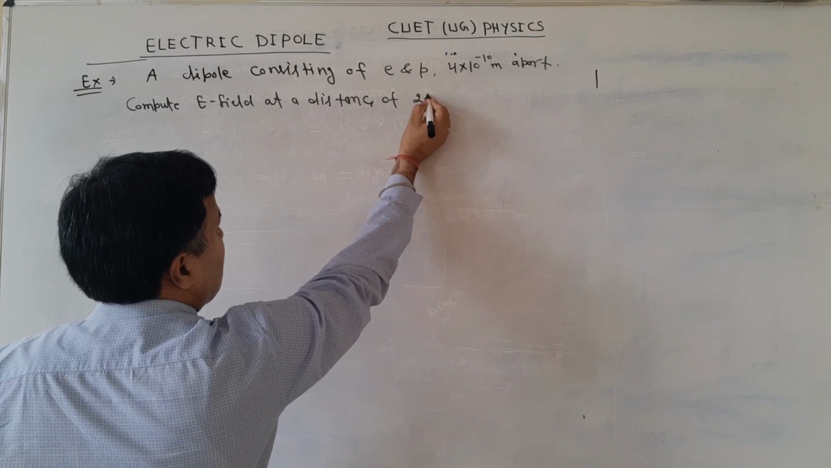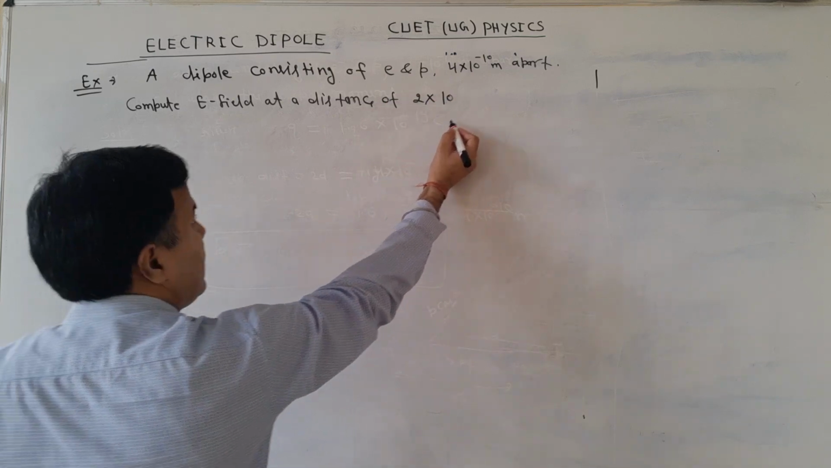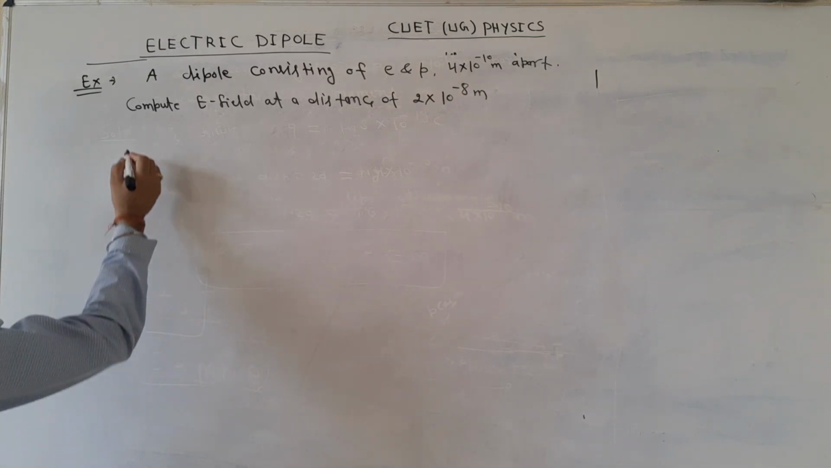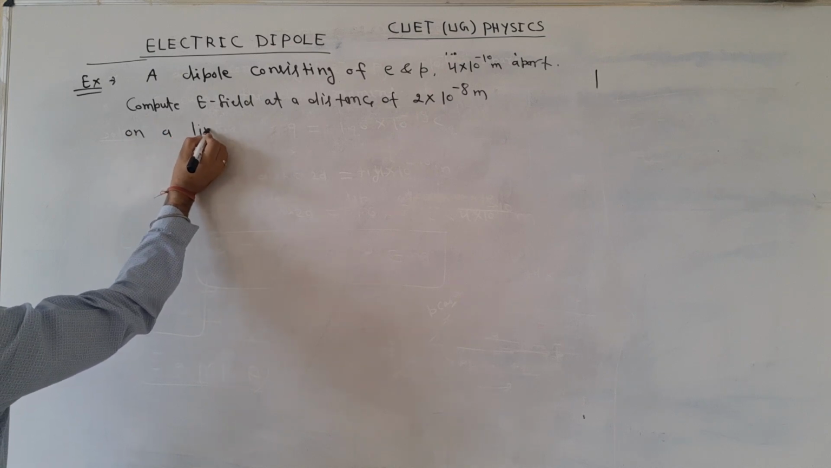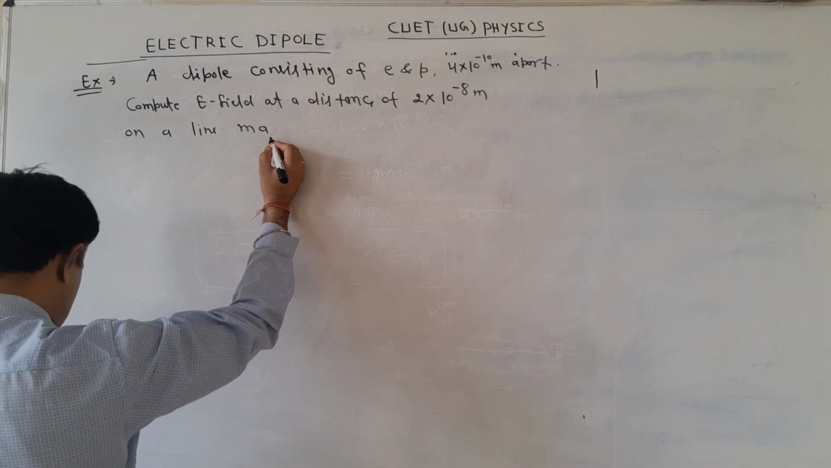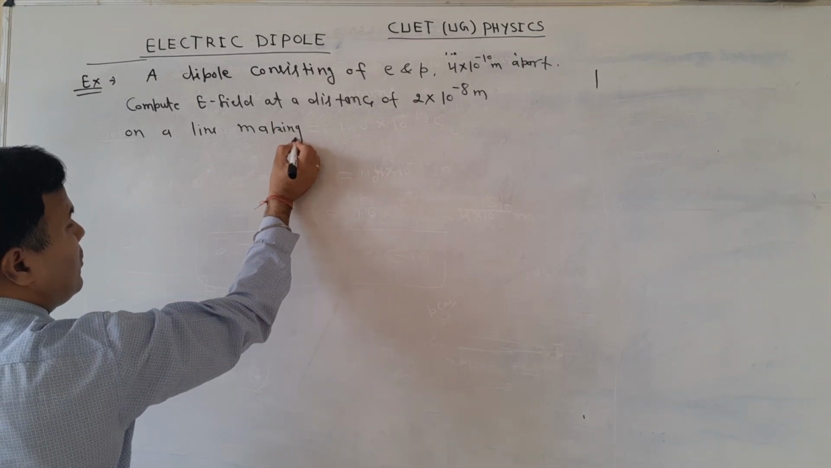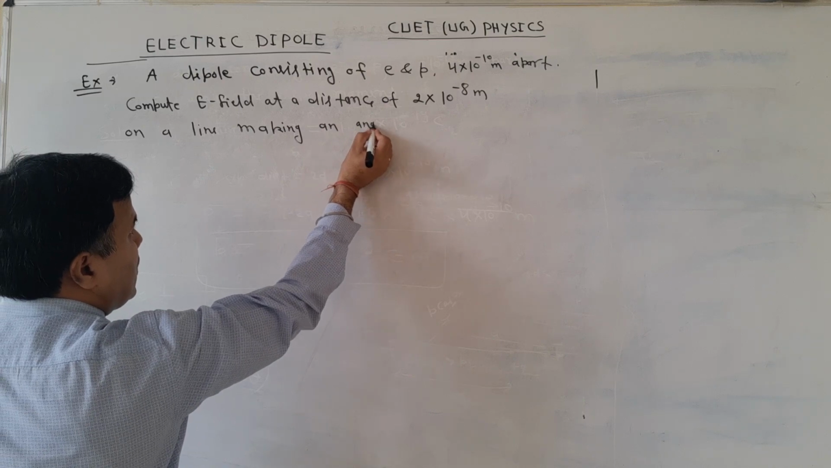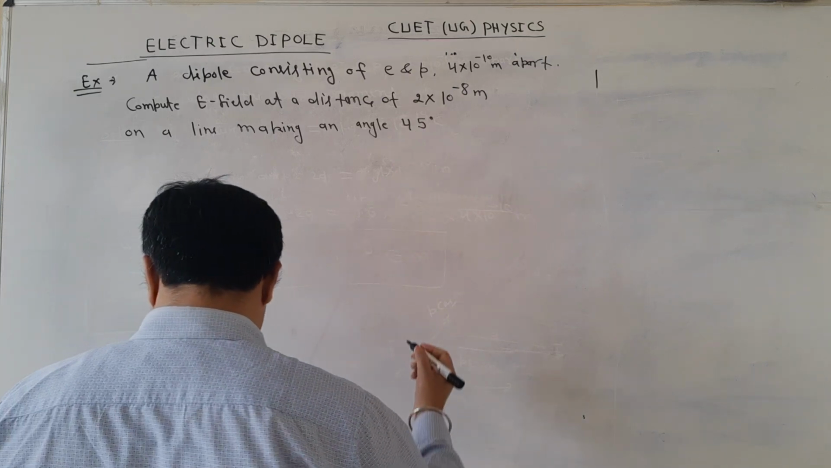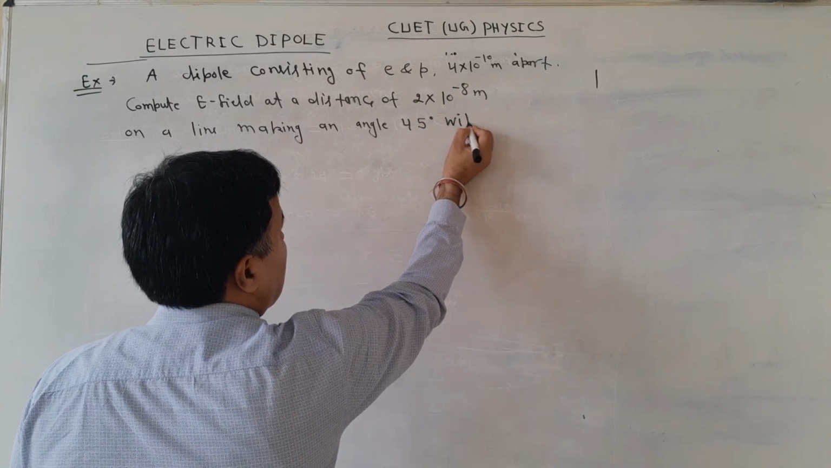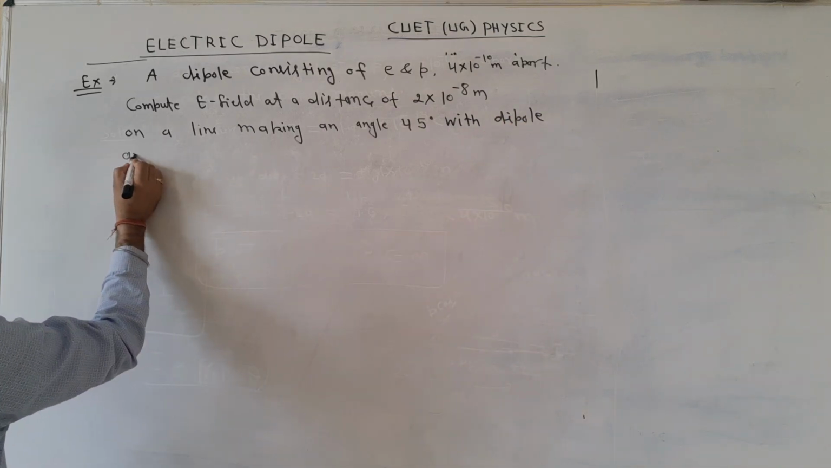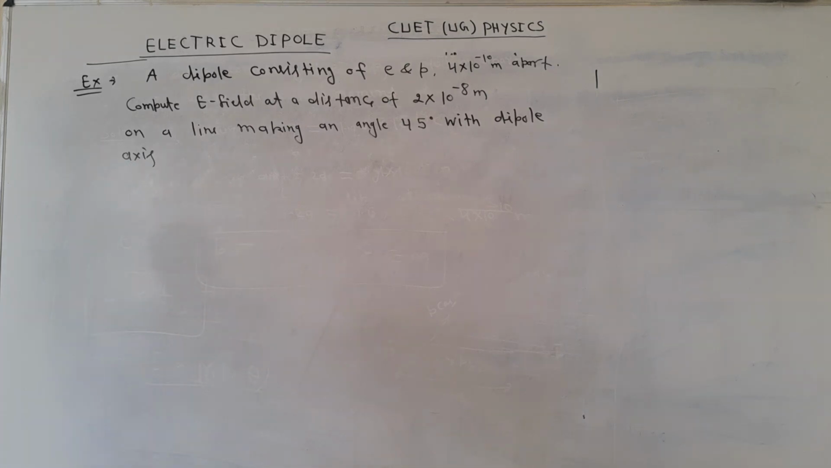of 2 into 10 to the power minus 8 meter on a line making an angle of 45 degree with the dipole axis from the center of the dipole.